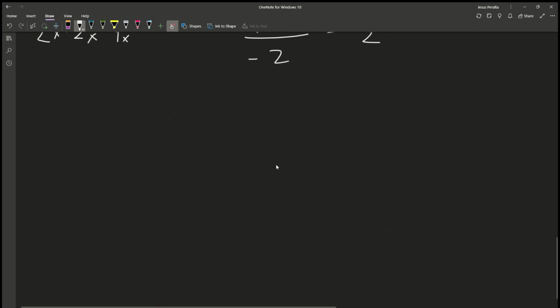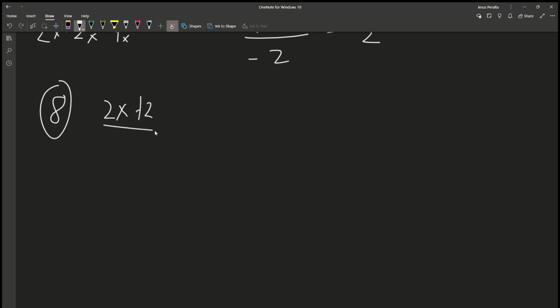Number 8, which means we are halfway. Number 8, we have 2x plus 2 over the square root of 4x squared plus 2. Let me write the limit. Limit as x approaches negative infinity. I know this looks really bad. Sorry.